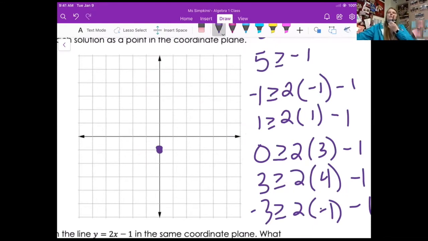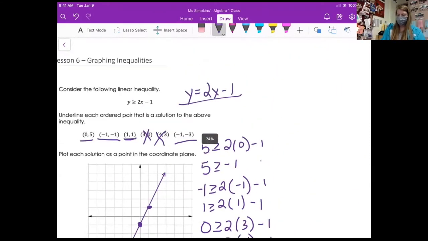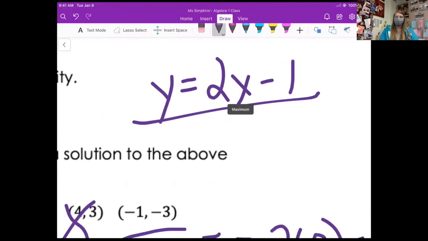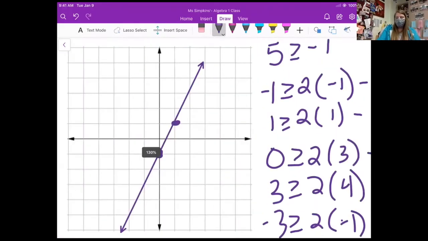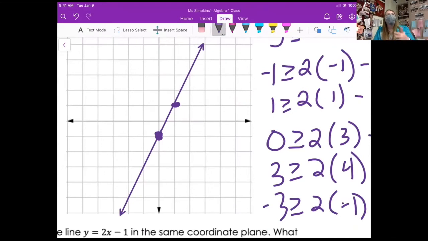Then what will we do? Up 2 and right 1. Beautiful. Because that slope is the number in front of x. So go ahead and take your ruler, draw your point, put some arrows on both ends of that line, or draw your line through the points. Okay, this line is the graph of y equals 2x minus 1. We want to graph y is greater than or equal to 2x minus 1. So we have half of it done.